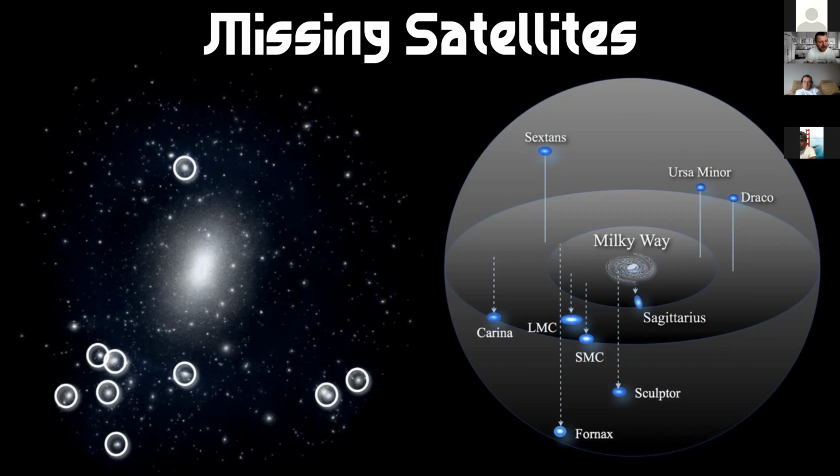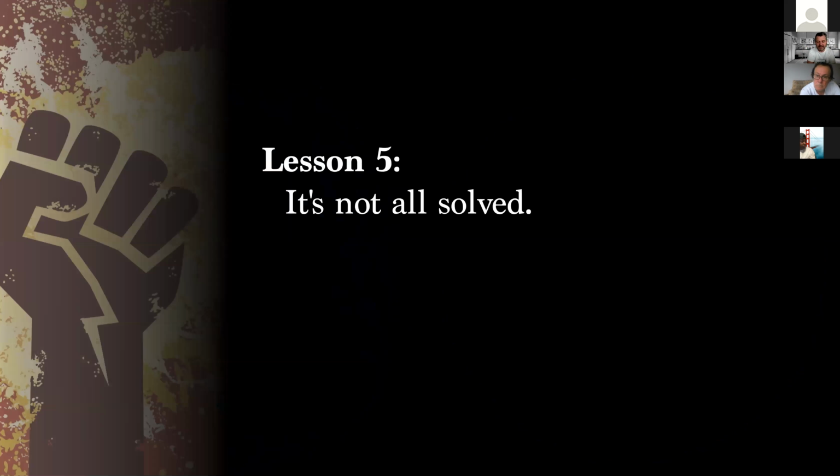But it would be really nice if one day somebody at the end of a talk came up to me and said, oh, I could solve the missing satellite problem for you. That would be really helpful. So lesson 5 is that essentially, look, it's not all solved. And so there is room for changing cosmology, but it's not in the places where people think it is.